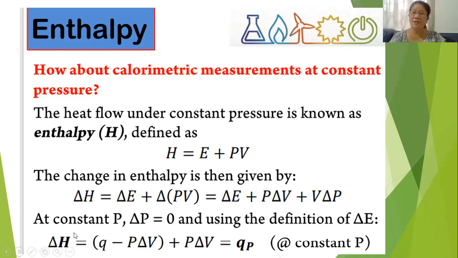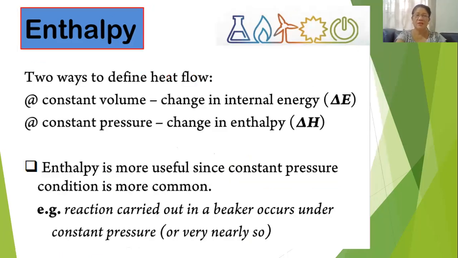But if we have a constant pressure, what will happen? Okay, if it is constant pressure, your delta H or enthalpy will be Q minus negative pressure volume plus pressure multiplied by change in volume, which is equal to QP, or heat at constant pressure. So there are two ways that we can define the heat flow. First is, of course, at constant volume.